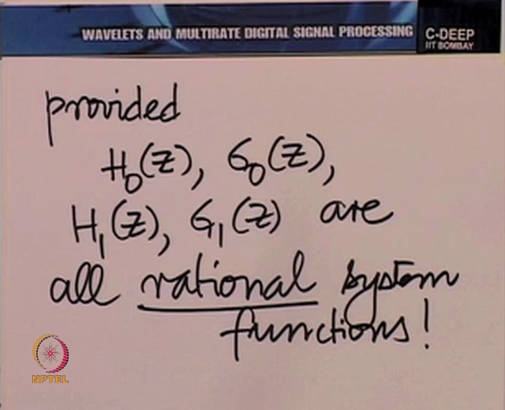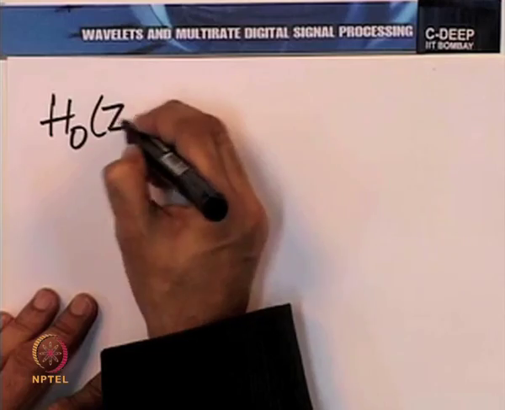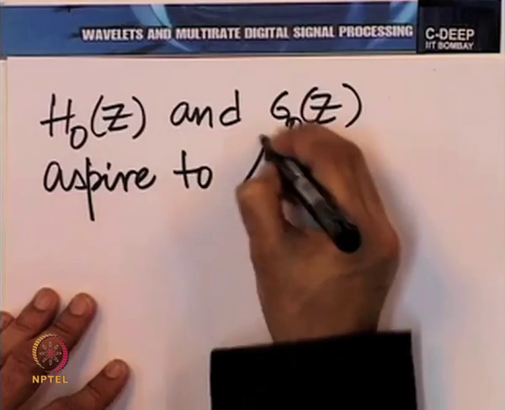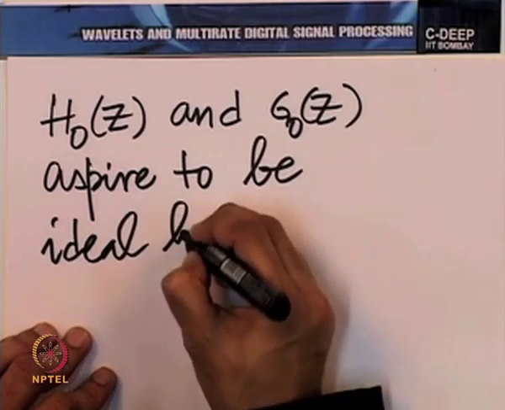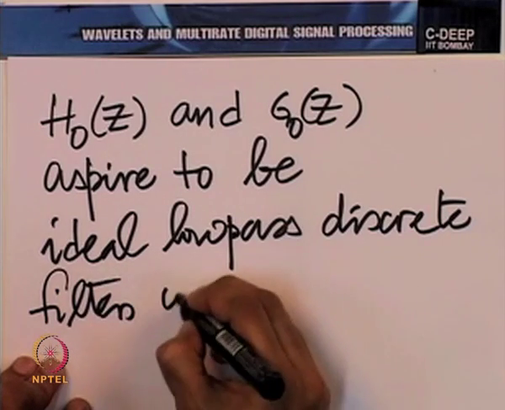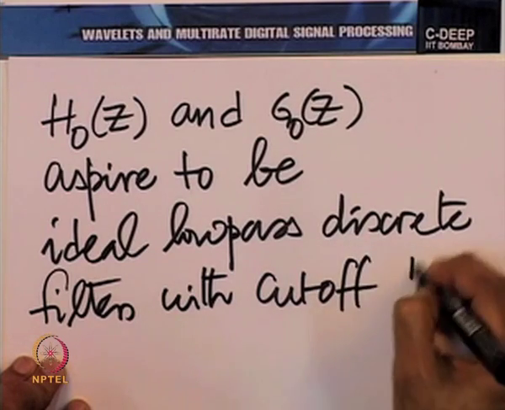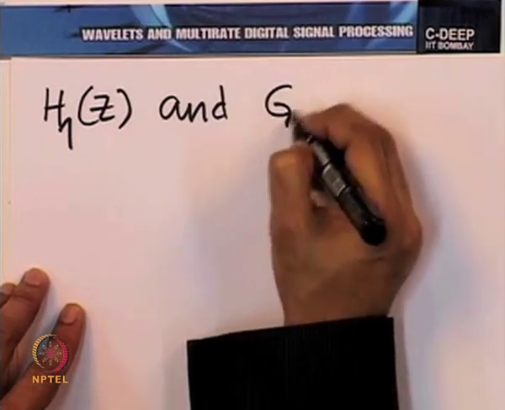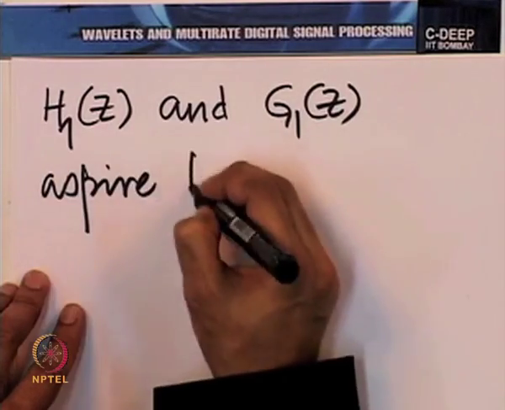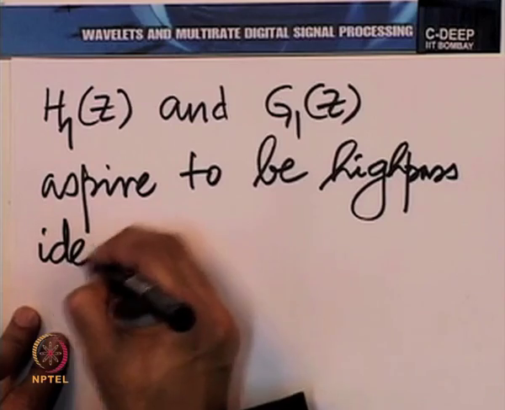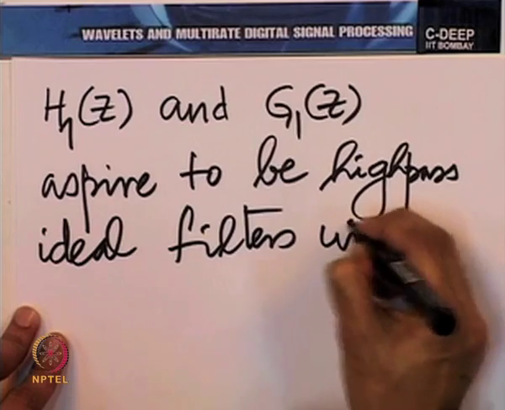And of course, H0(z) and G0(z) aspire to be ideal low pass filters with cutoff pi by 2. H1(z) and G1(z) aspire to be ideal high pass filters with cutoff pi by 2.